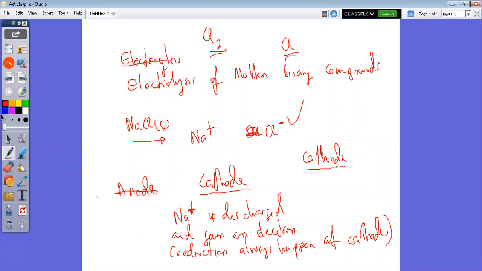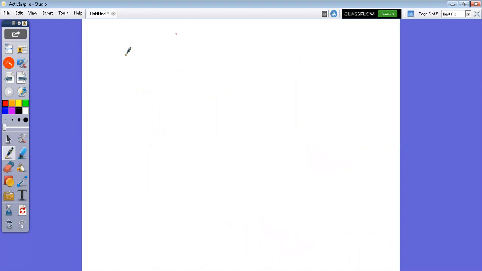So now let's look at the reduction process. Sodium plus gains an electron to form sodium metal. Clear now? Make sense? Now let's look at some examples of binary compound electrolysis. We'll explain as we go.